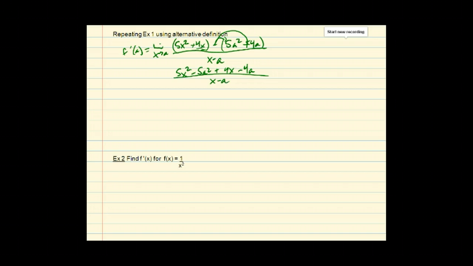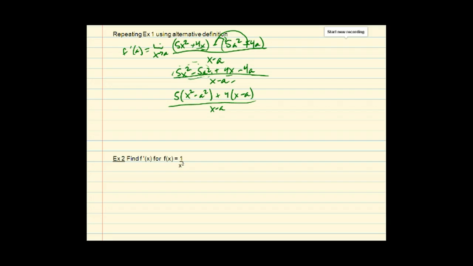Why would you do that? Well, what do I have right here? I have the difference of squares. If I factor out a 5, I'm left with x squared minus a squared. That's going to help me with that on the bottom. Plus, what can I factor out of these two terms? Yep, a 4. Good job, kid. x minus a, all over x minus a.